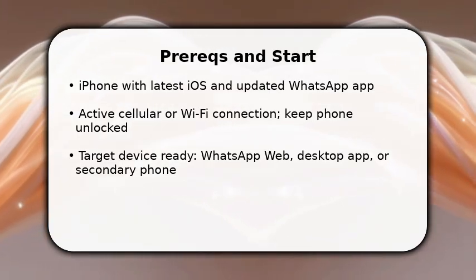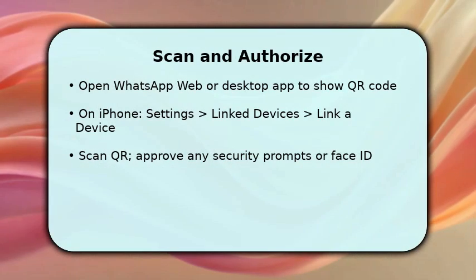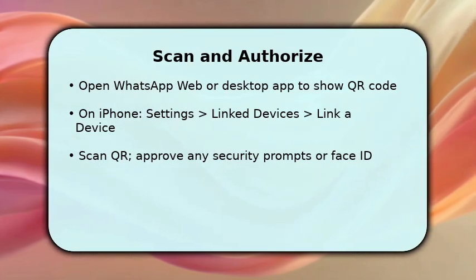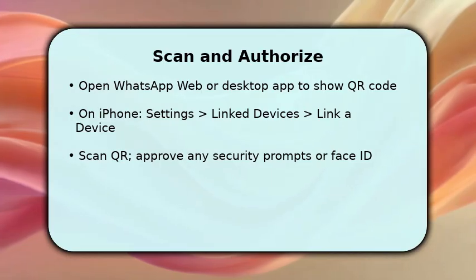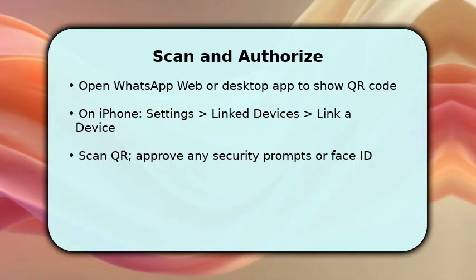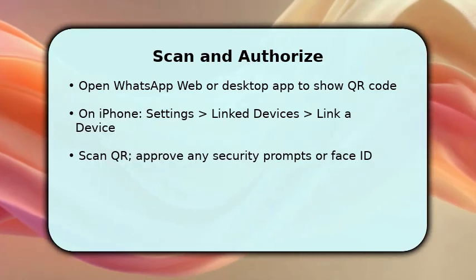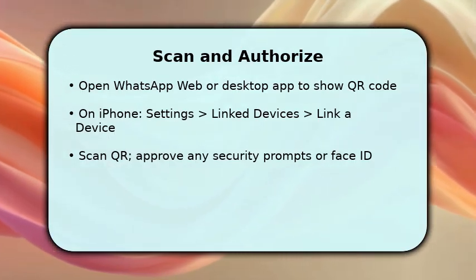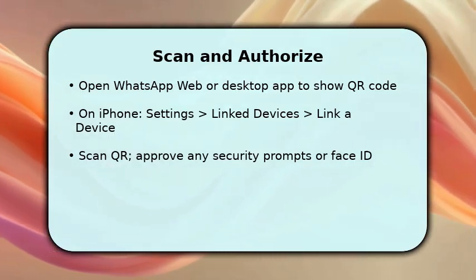Once the QR code is visible on the target device, point your iPhone camera at it from the Link a Device screen. You'll see a green box confirming a successful scan. Tap Continue if prompted. The app will authorize the session and sync recent messages. This may take a few seconds to a minute depending on connection.